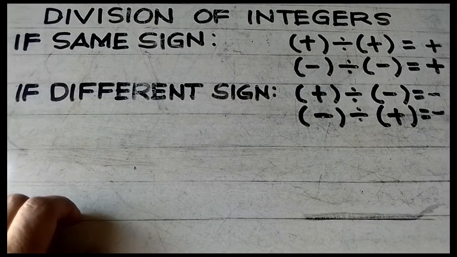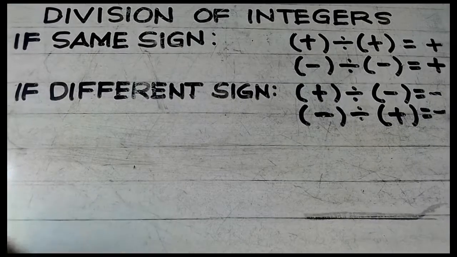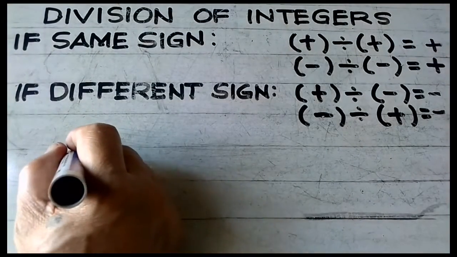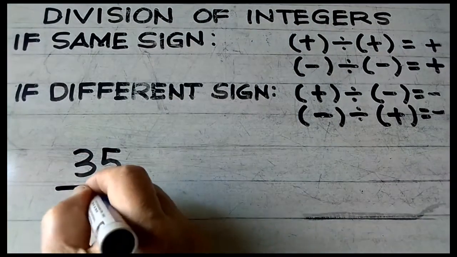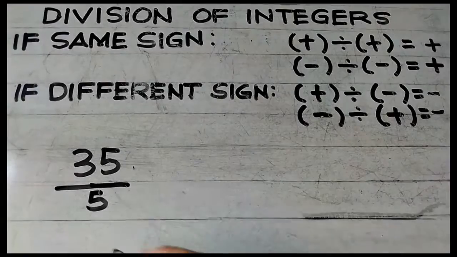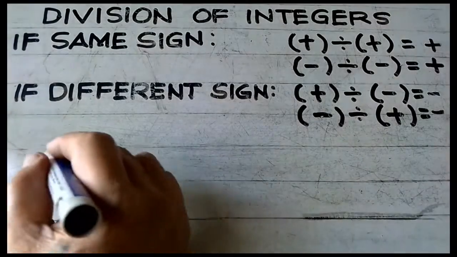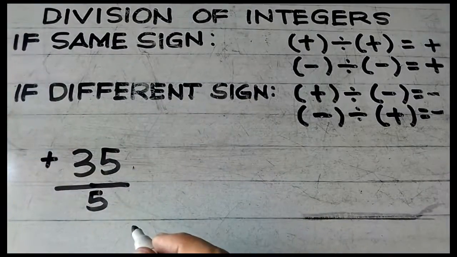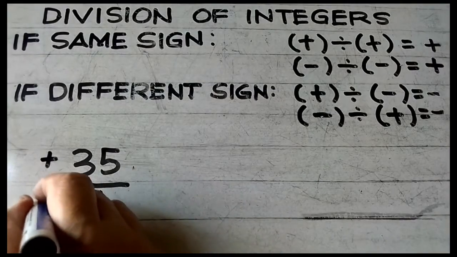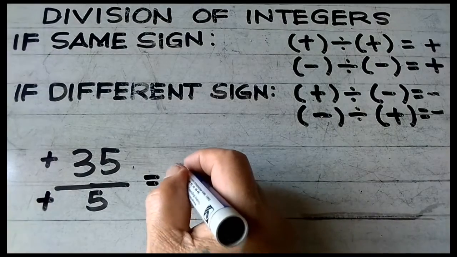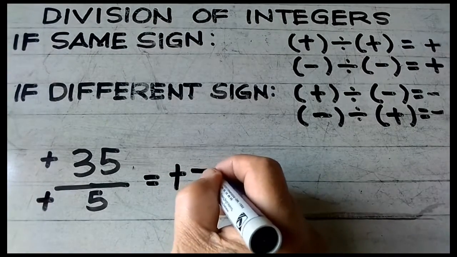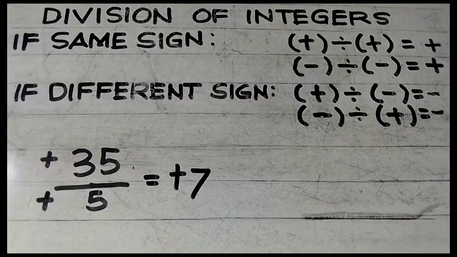35 over 5 or 35 divided by 5. So, lagyan natin ito ng sign numbers na parehong positive. Positive 35 and positive 5. And that would be positive 7. Okay, clear?